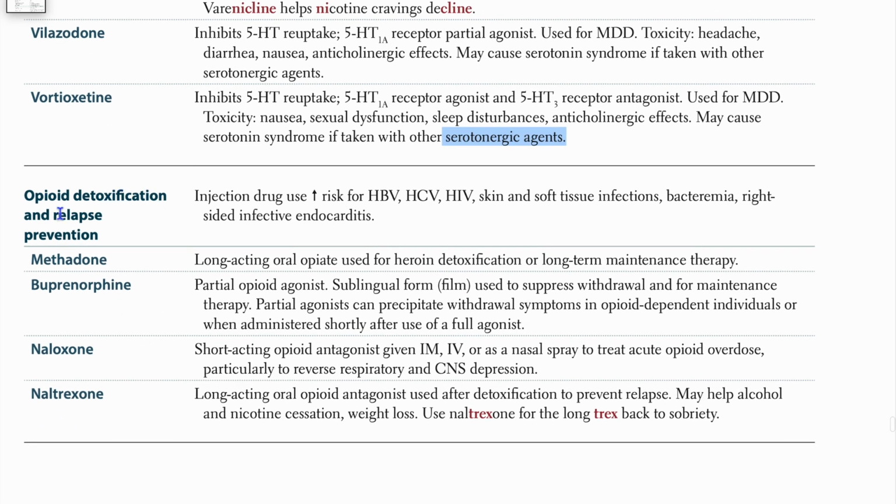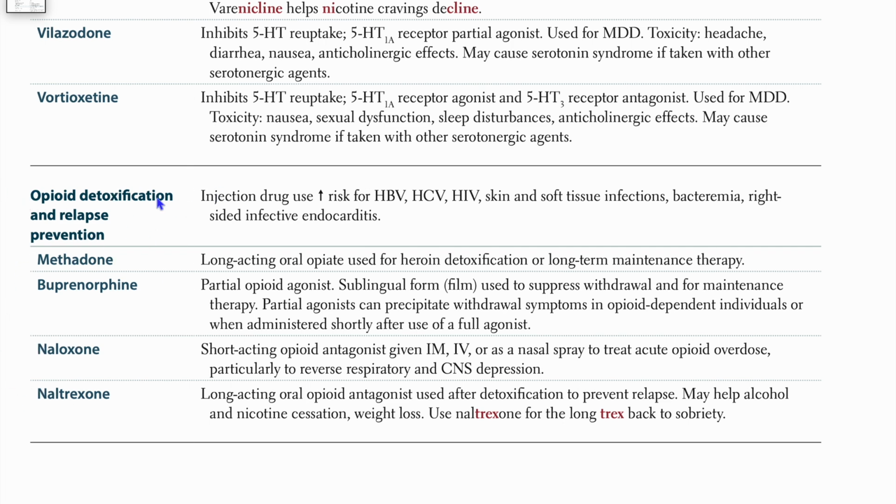Opioid detoxification and relapse prevention. This is an important concept. Injection drug use increases risk for hepatitis B, C, and HIV, skin and soft tissue infections, bacteremia, and right-sided infective endocarditis. Okay. Methadone is a long-acting oral opiate used for heroin detoxification or long-term maintenance therapy.